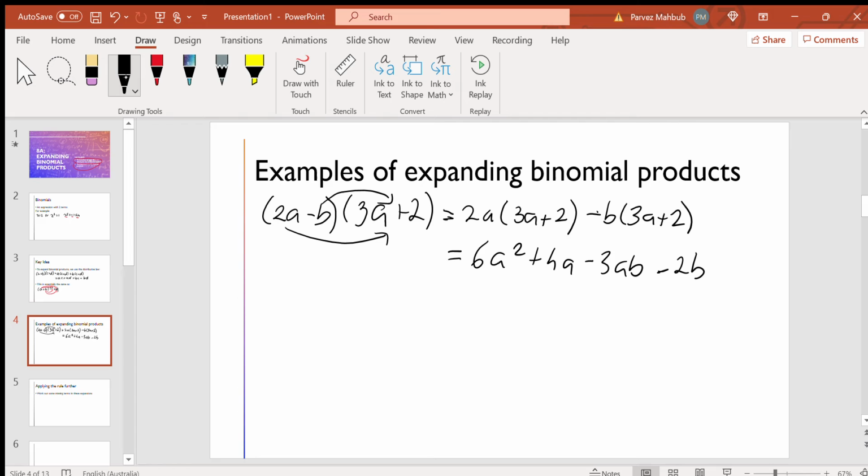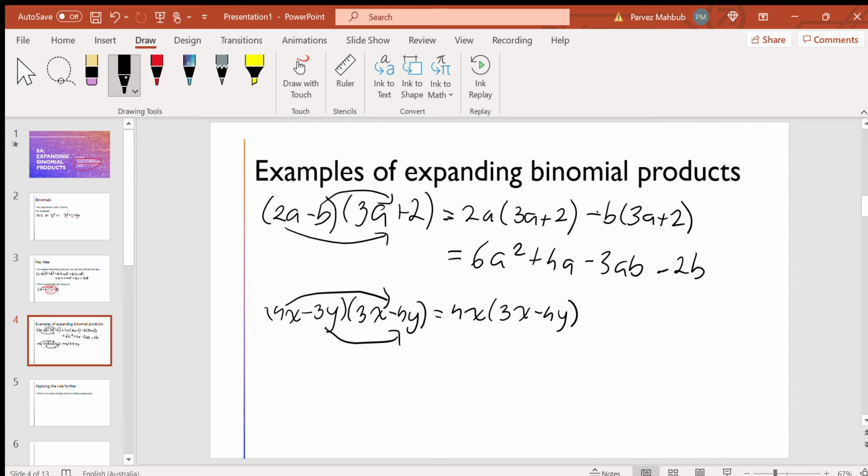Another example is 4x minus 3y times 3x minus 4y. And if we expand this, we have to multiply this numeral by these and this numeral by these. So it becomes 4x times 3x minus 4y, actually it's not a plus, it's a minus 3y times 3x minus 4y.